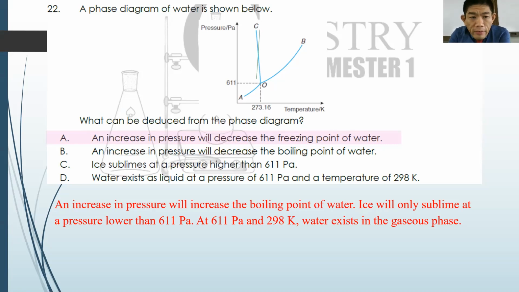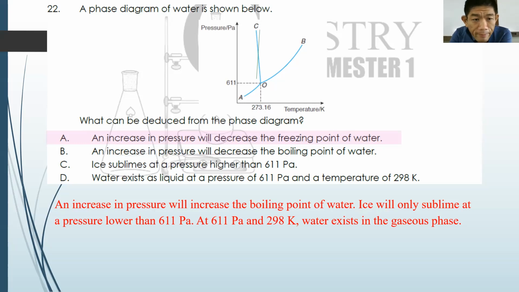Okay, so as for answer B, an increase in pressure will decrease the boiling point. So here the effect on the boiling point is still the same, because there is no difference in the curve for the vapor pressure curve. So they are supposed to be the same. So B is wrong. And then for C, ice sublime at the pressure higher, in here, instead of sublime, we said that it melts.